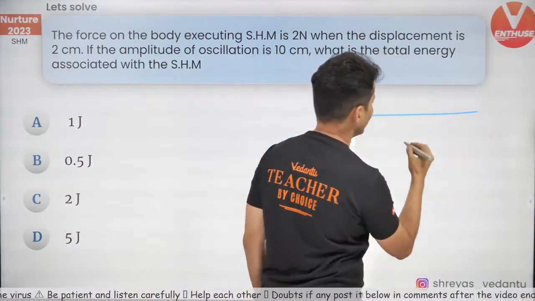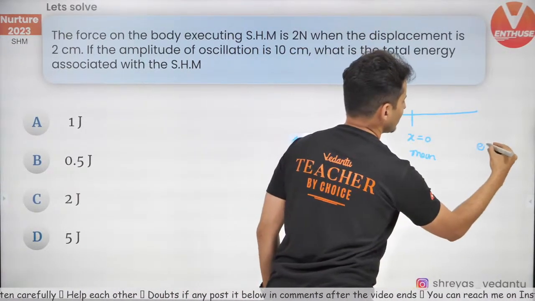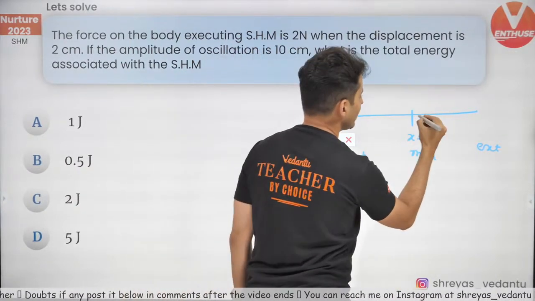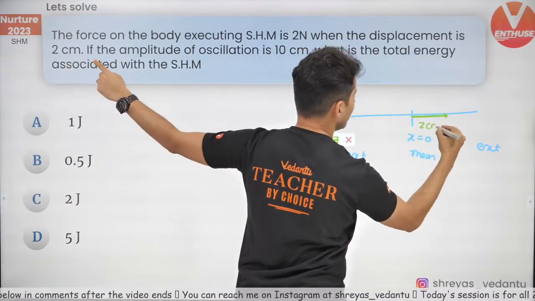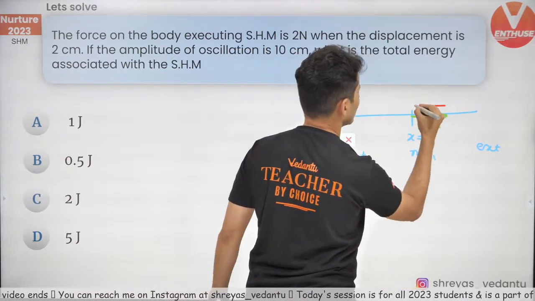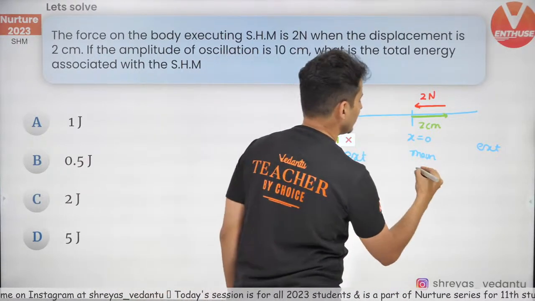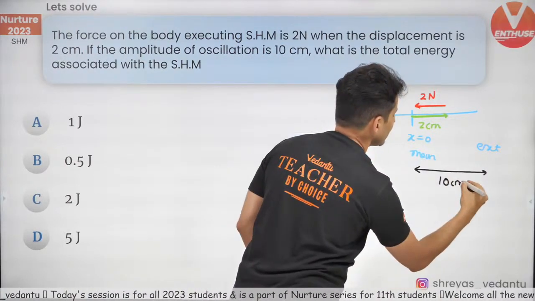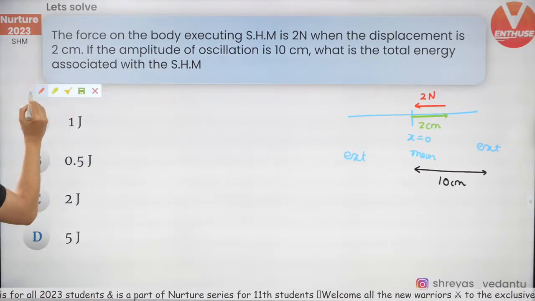So this is the line of SHM. This is my x equals 0 or mean position. This is my extreme position, and this is another extreme position. When the instantaneous displacement is 2 centimeters, the force acting on it is 2 Newton. Obviously the force is always opposite. So there is 2 Newton force, and the amplitude is the entire thing over here. The amplitude is basically 10 centimeters. That's what I get. So let's try to solve this question.